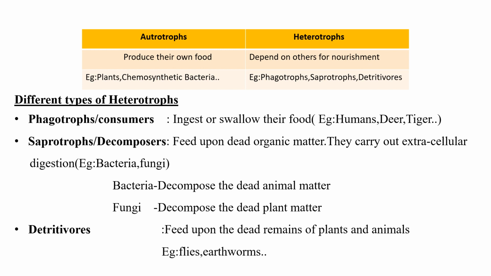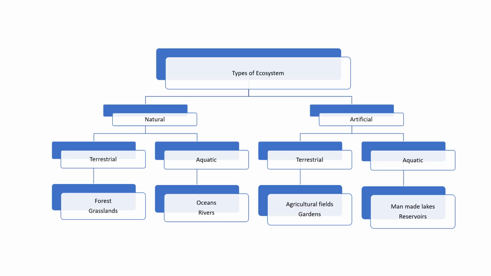Let's now move on to the types of ecosystems. They can be broadly classified into natural ecosystems and artificial ecosystems. In both natural and artificial ecosystems, we have terrestrial and aquatic ecosystems. For example, a forest is a natural terrestrial ecosystem, whereas an agricultural field is an artificial terrestrial ecosystem. An ocean is a natural aquatic ecosystem, whereas reservoirs are an artificial aquatic ecosystem.